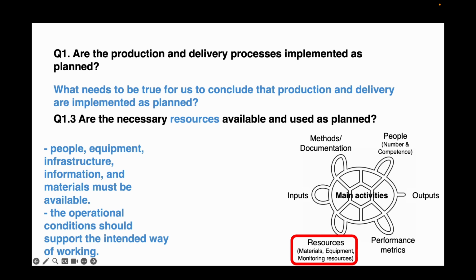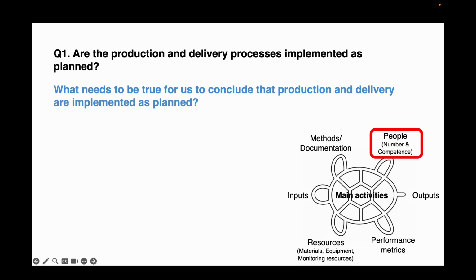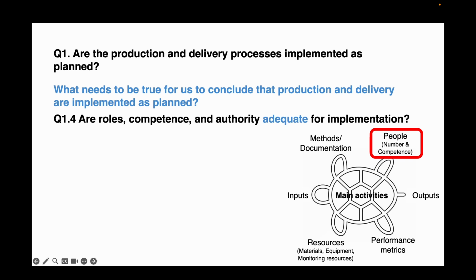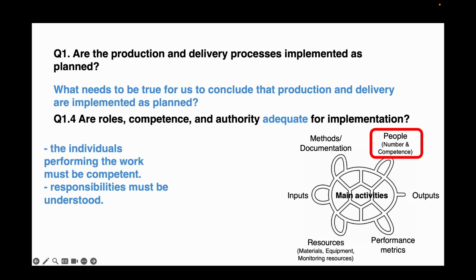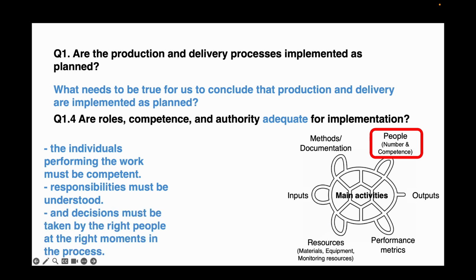Okay. Now let's see people. Let's focus our attention on people. Are roles, competence, and authority adequate for implementation? So this question focuses on the people dimension. So the individuals performing the work must be competent, responsibilities must be understood, and decisions must be taken by the right people at the right moments in the process. Okay, so what is missing?